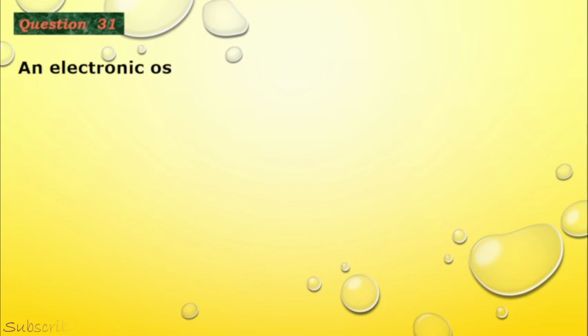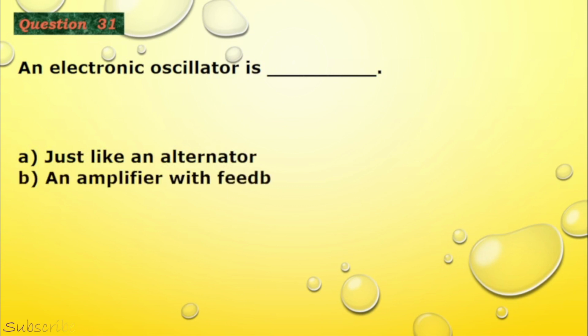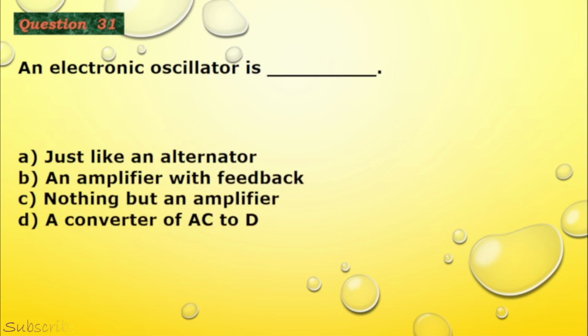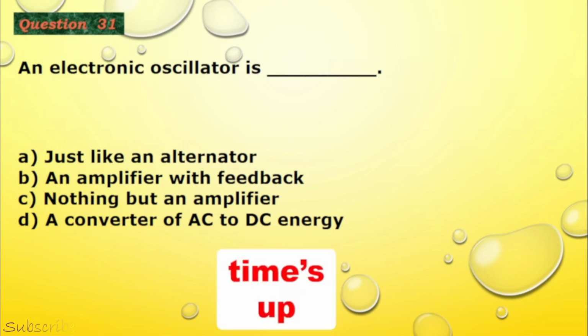Question number 31. An electronic oscillator is blank. A. Just like an alternator. B. An amplifier with feedback. C. Nothing but an amplifier. D. A converter of AC to DC energy. The correct answer is letter B, an amplifier with feedback.